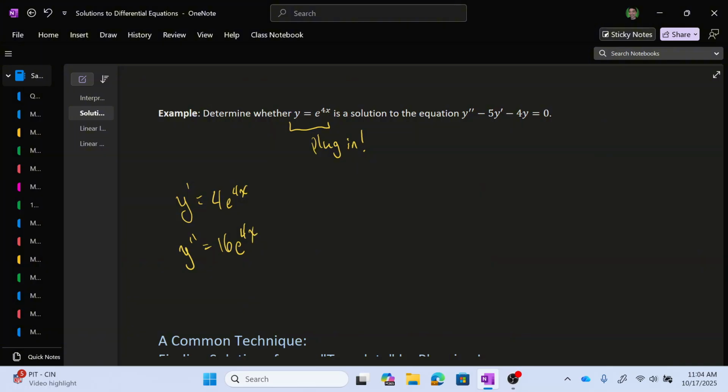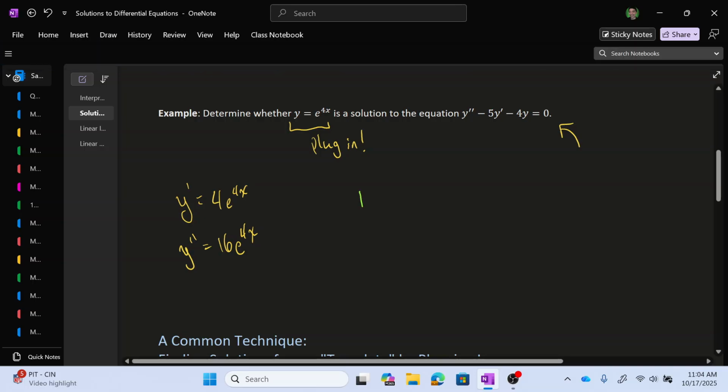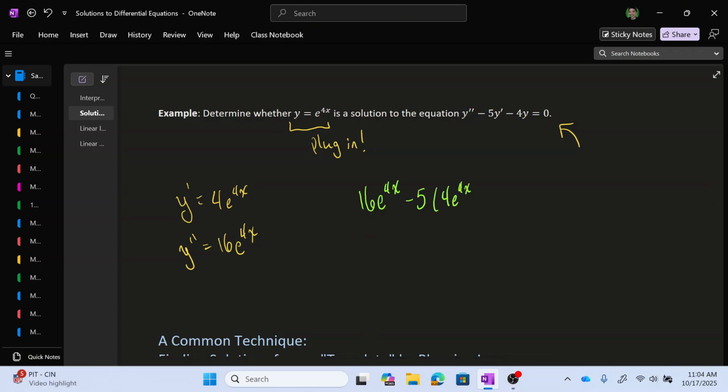And now, if I take that information and plug it into my differential equation here, I find that I get 16 e to the 4x, that's my y double prime, minus 5 times 4e to the 4x, that's my y single prime, minus 4y, that's my e to the 4x, the original function. Is that equal to 0 or not?